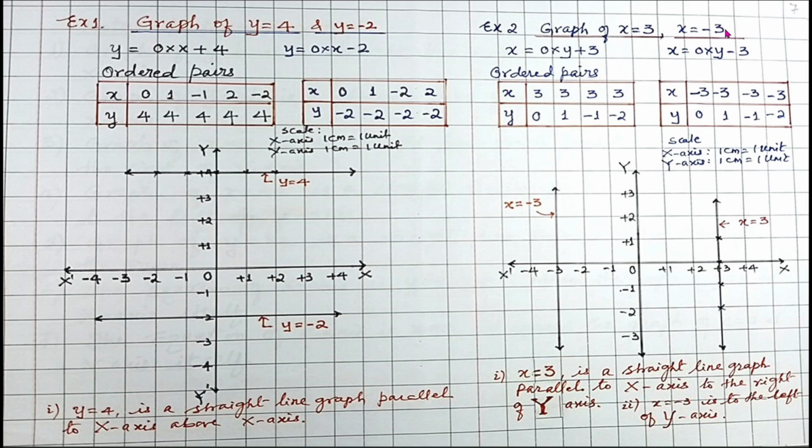If x is equal to minus 3, then when you draw the graph, we will get a straight line graph parallel to the y-axis on the left side of the y-axis. So that is what you have to remember. When we draw the graph of y is equal to 4, y is equal to minus 2, in this case we have graphs which are parallel to the x-axis. For x is equal to 3 and x is equal to minus 3, in this case we have graphs which are parallel to the y-axis.